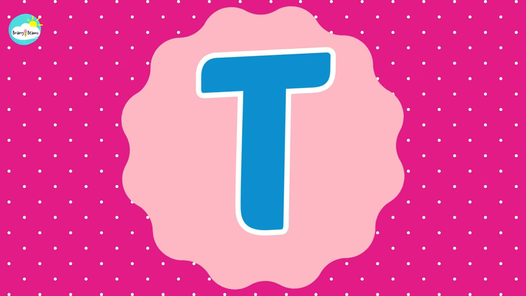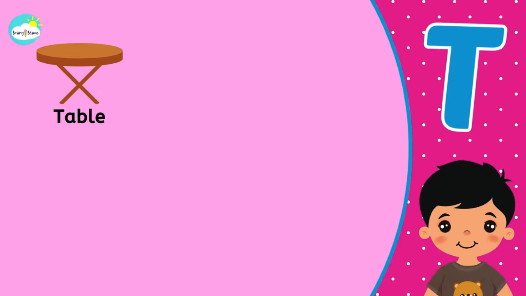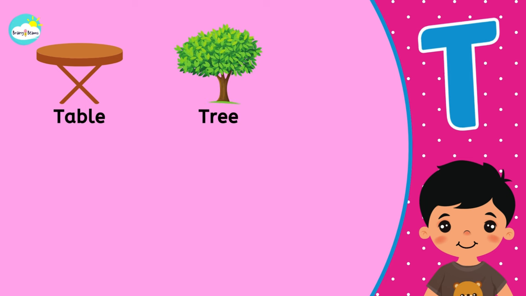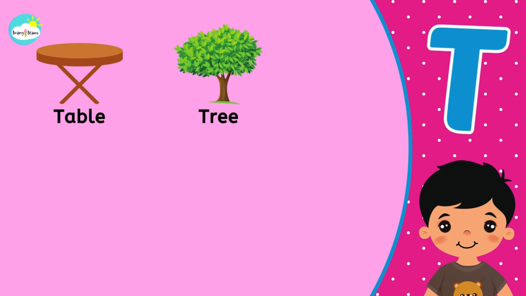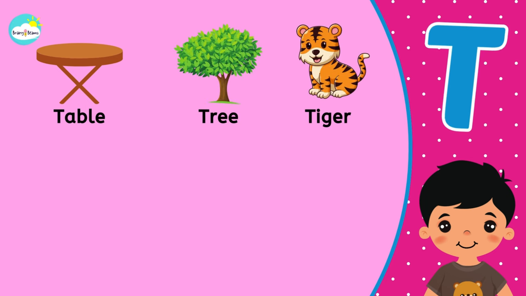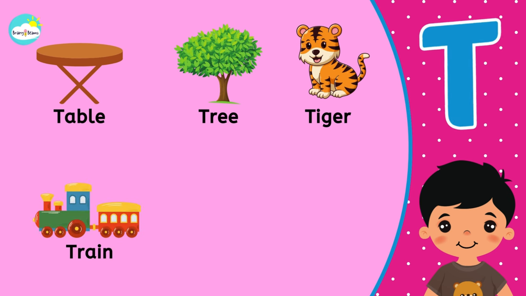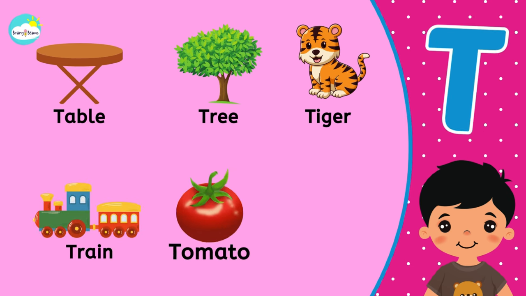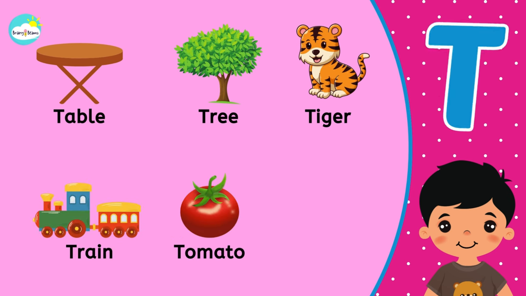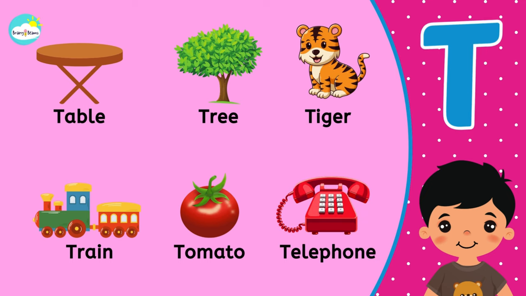T. T is for table. T is for tree. T is for tiger. T is for train. T is for tomato. T is for telephone.